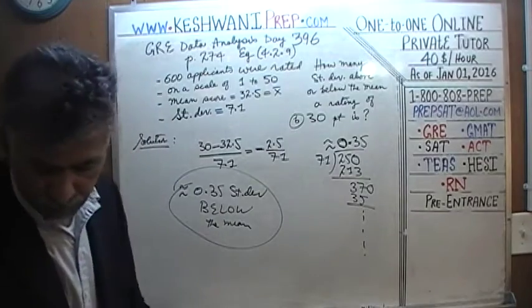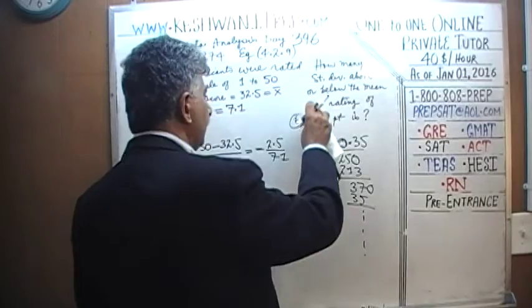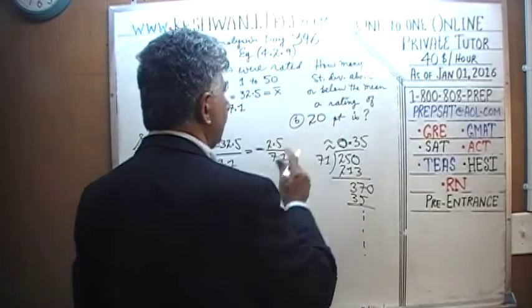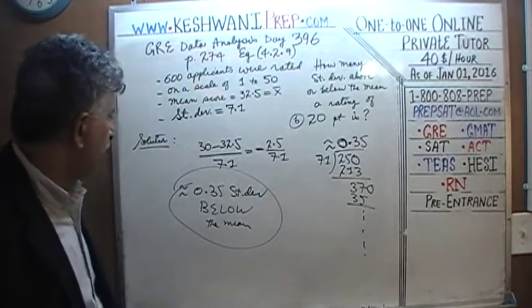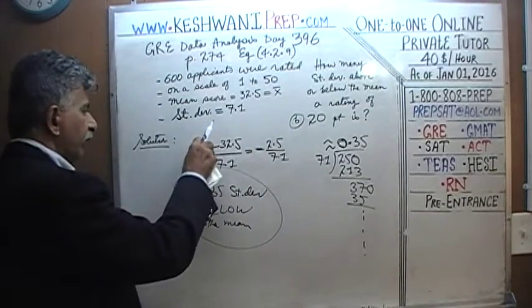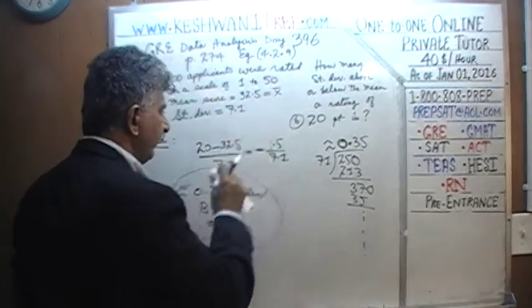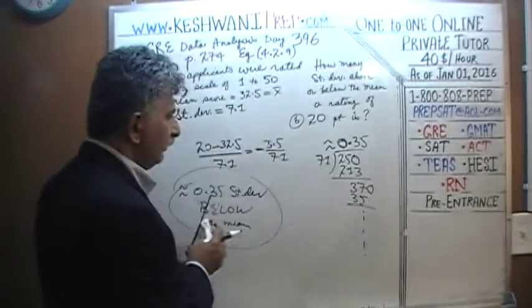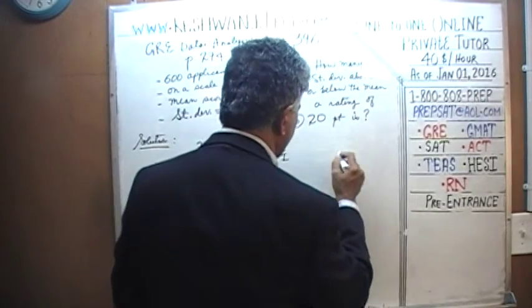Let's do part C. Part C is asking us, a score of 20 is how many standard deviation above or below the mean. Obviously we're going to be below here, so instead of 30 it's going to be 20, and instead of 2.5 it's going to be 3.5, and instead of 25 it's going to be 35.